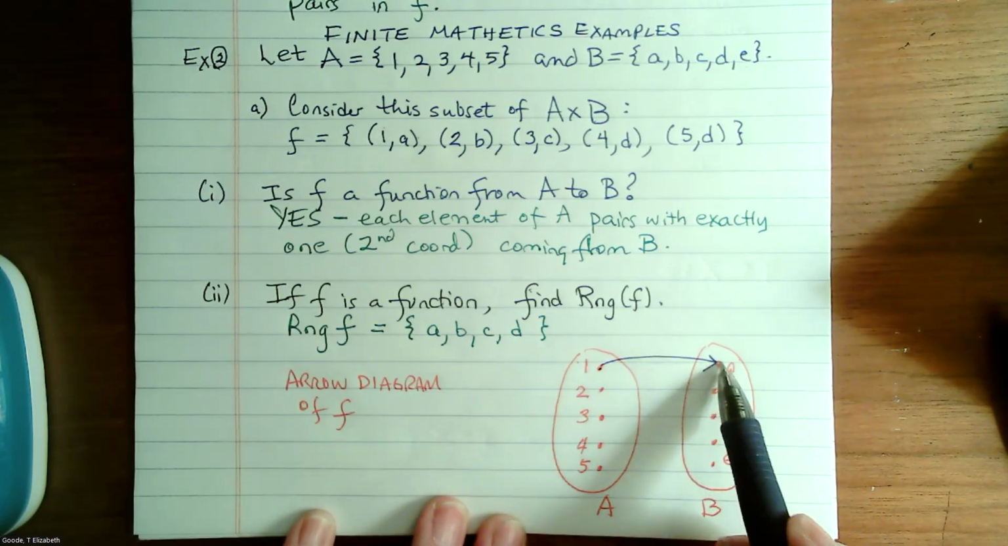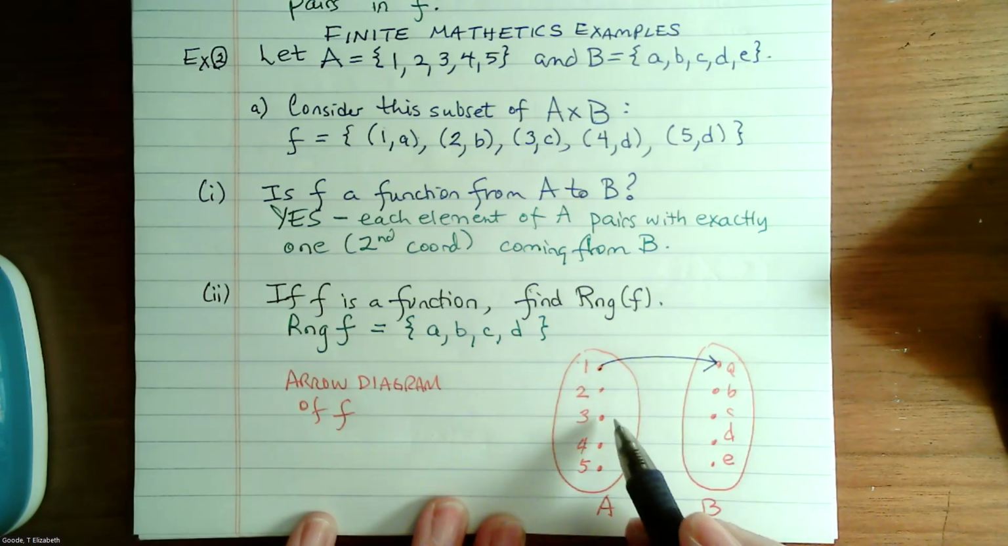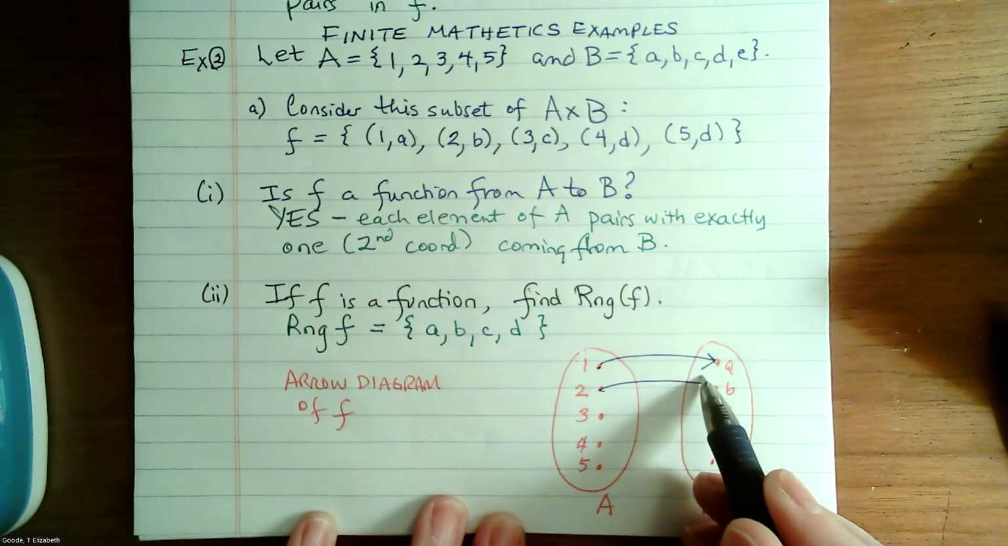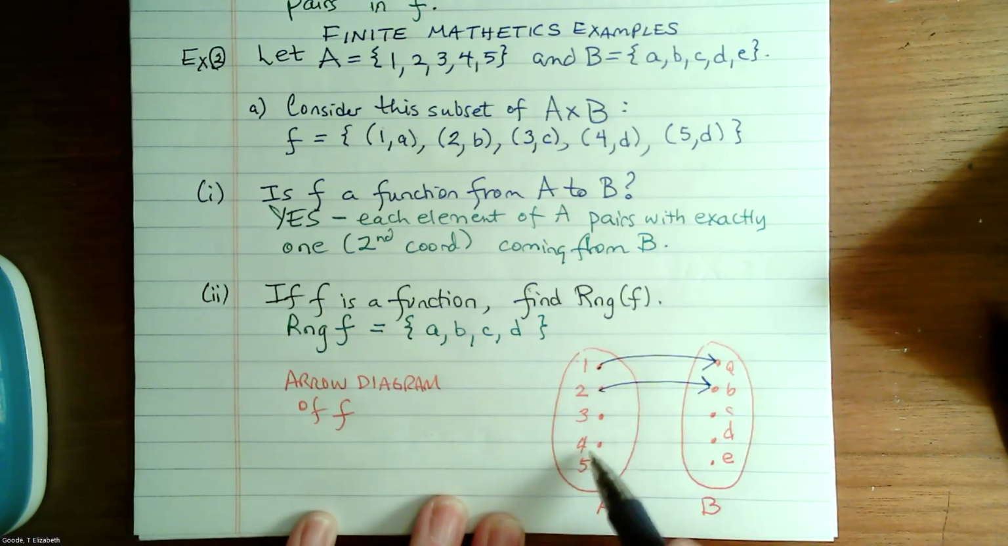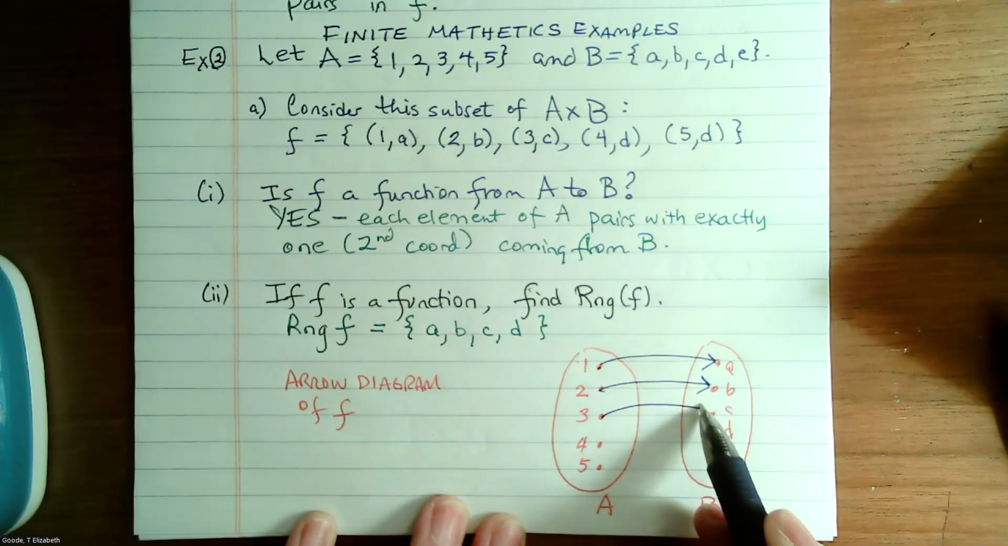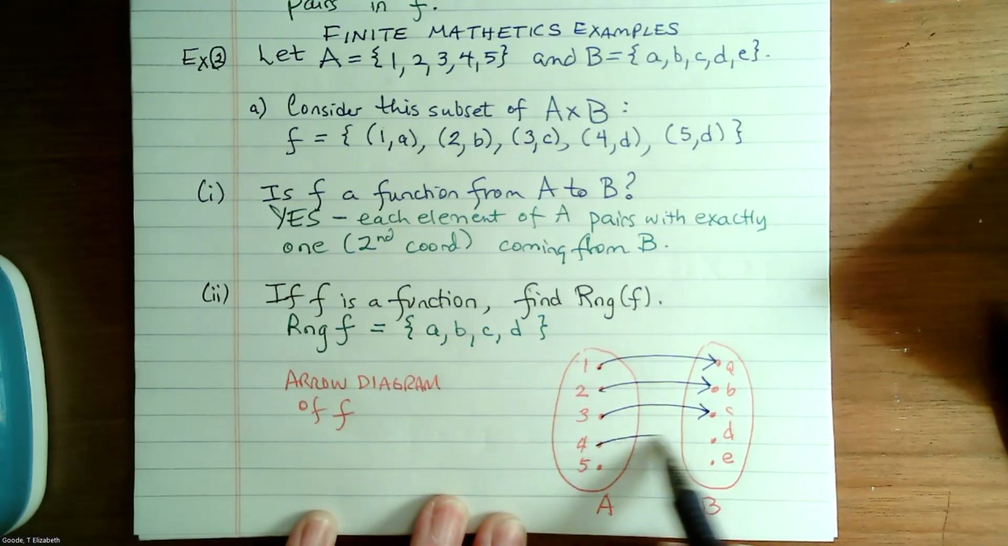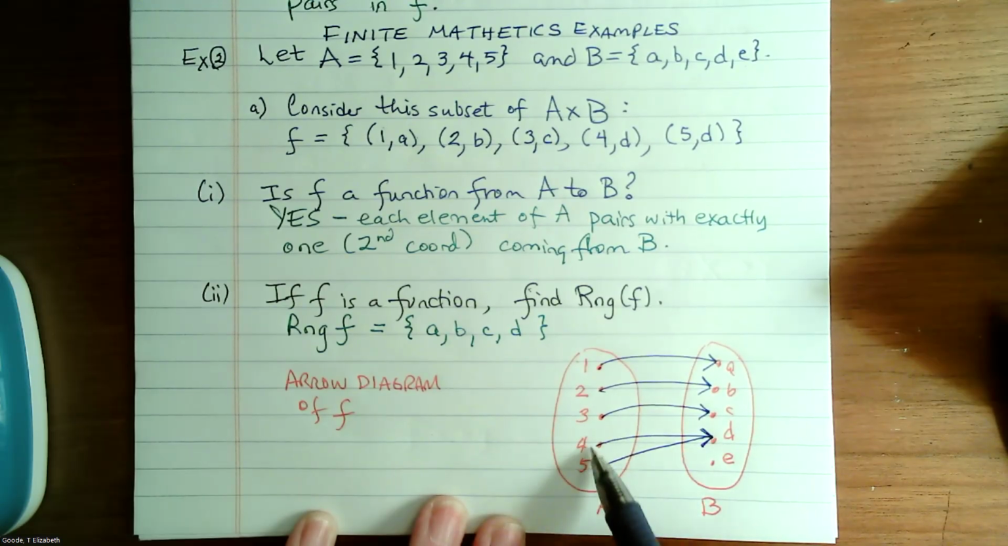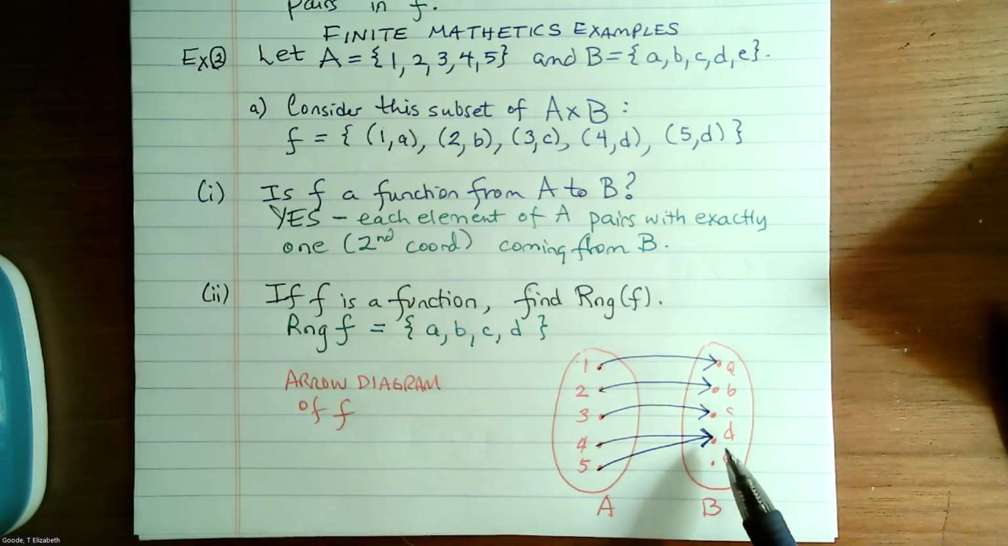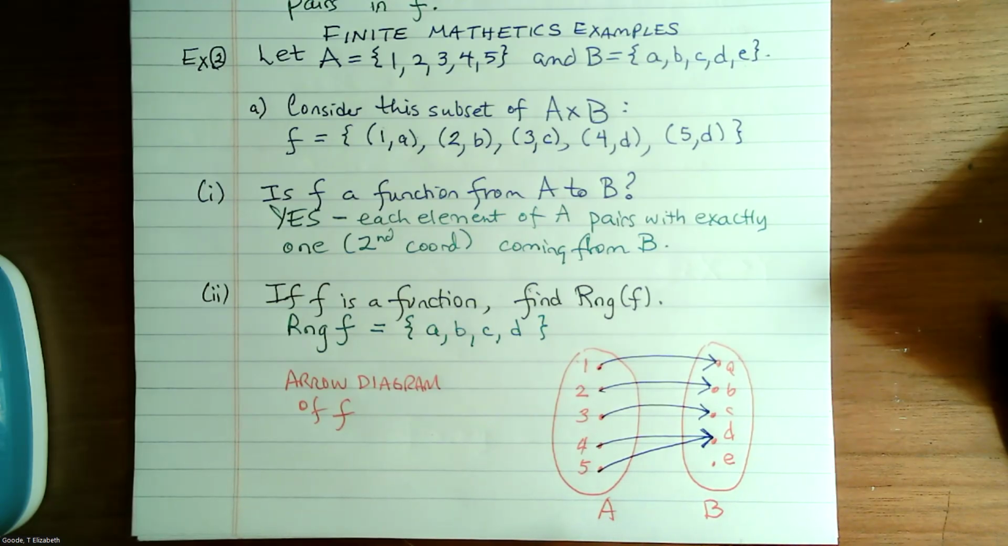So these lines that connect domain elements with codomain elements are directed lines. They do have tips, okay? 2 maps to B. If you just draw a line, you're going to lose a point, right? 3 maps to C, 4 maps to D, and 5 maps to D. So this is okay. It's okay that 2 different domain elements map to the same codomain element. That does not violate the definition of function.